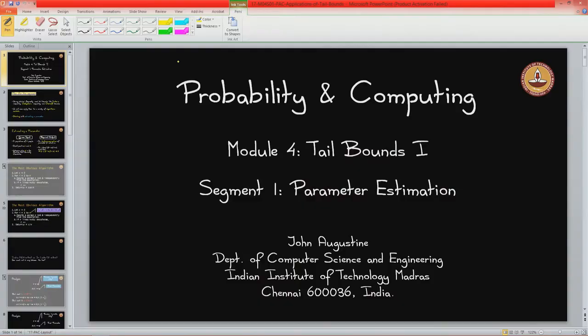Okay, so we're going to start a new module today. In this module, it's just basically an extension of module 3. We're just going to look at some applications of tail bounds, particularly from an algorithmic and computer science point of view.